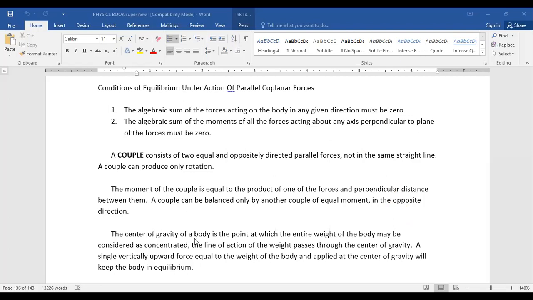Okay. Then the center of gravity of a body is the point at which the entire weight of the body may be considered as concentrated. The line of action of weight passes through the center of gravity. A single vertically upward force equal to the weight of the body and applied at the center of gravity will keep the body in equilibrium.